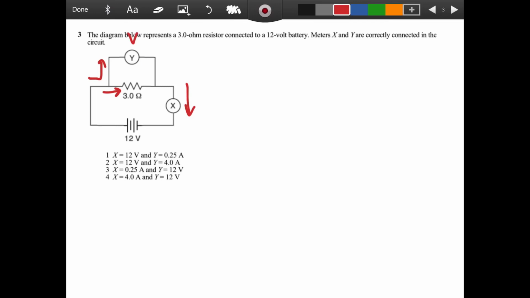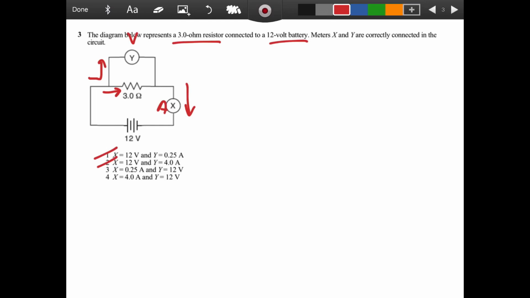Now, as far as the number, let's just talk about that. We know that Y has to be a voltmeter, so right away we can eliminate choices 1 and 2, which show that Y is measuring current, when we know that's in fact not the case. So X is definitely measuring current. Now let's look at the numbers. A 3 ohm resistor, a 12 volt battery.